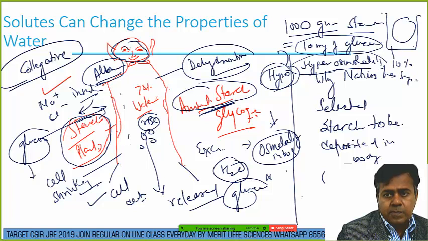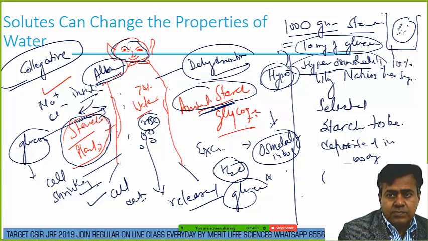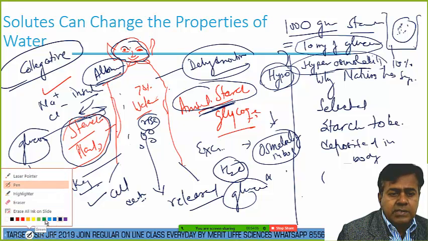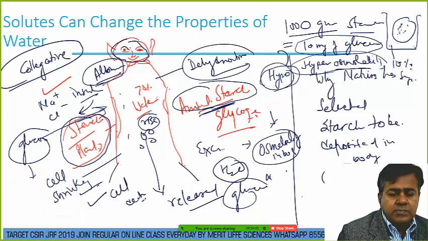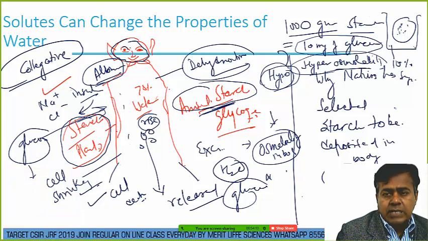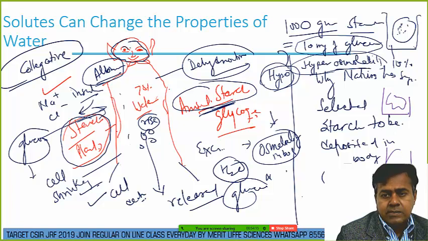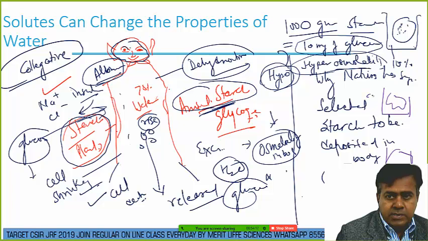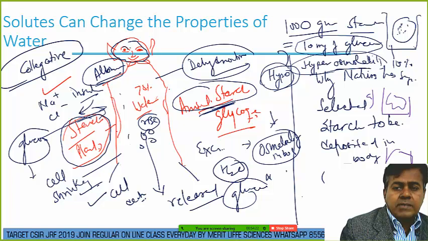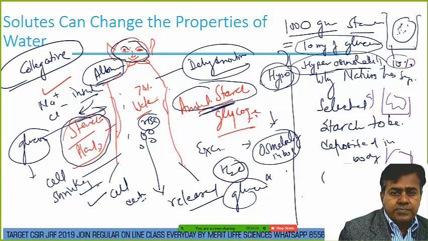What will happen to the cells? Tell me. What can you expect? The cell will be like this or this. Tell me, option A or option B. If 10% glucose is there in the bottle. No idea?